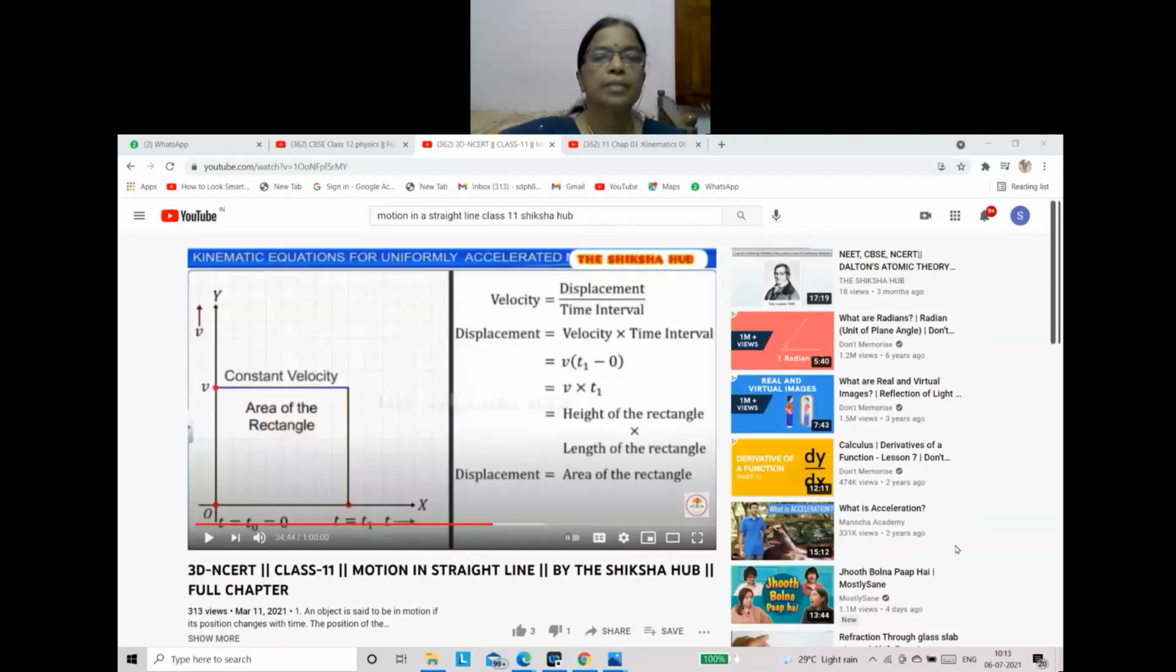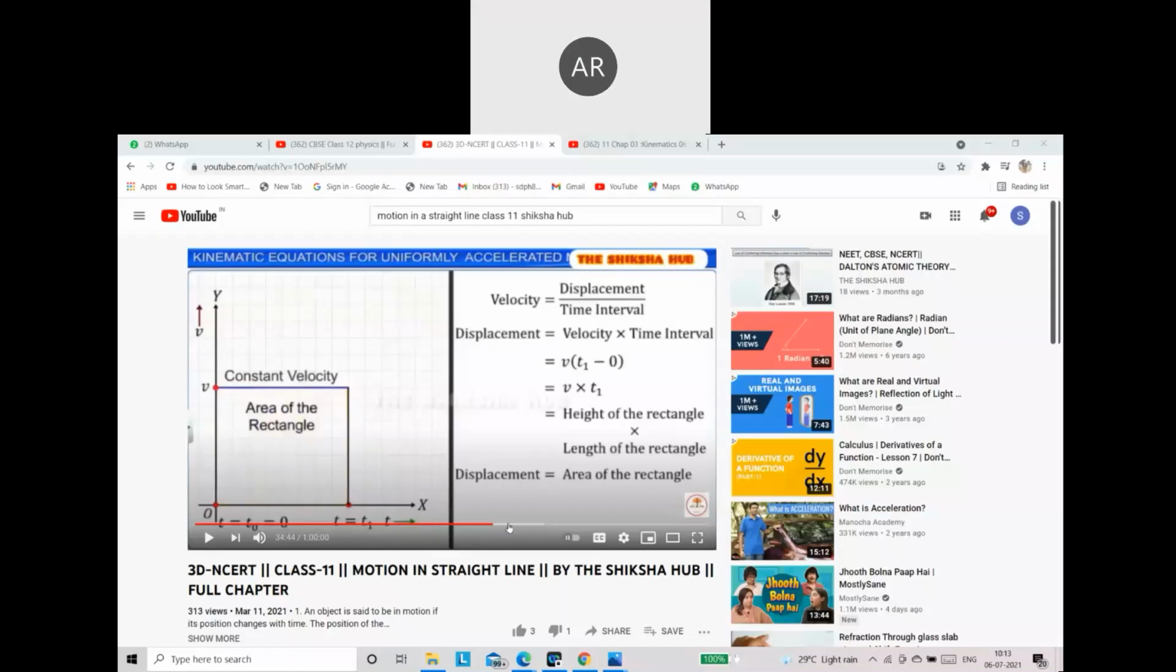So this is what we have seen now. The body is moving at constant velocity. The area of the rectangle will give the displacement of the body. Displacement is equal to area. All of you understood this, children? Please respond. Okay. Next one we can see.